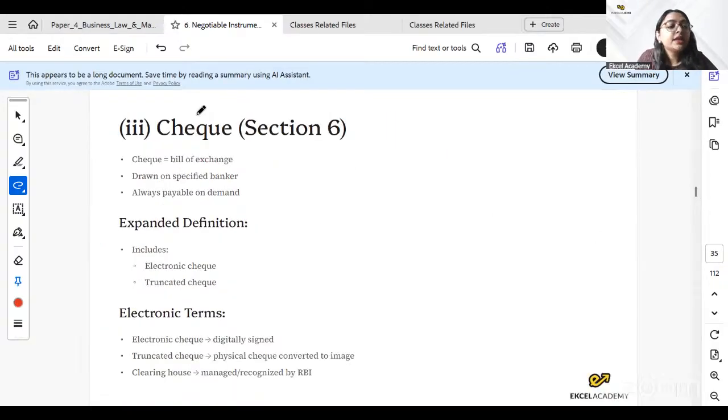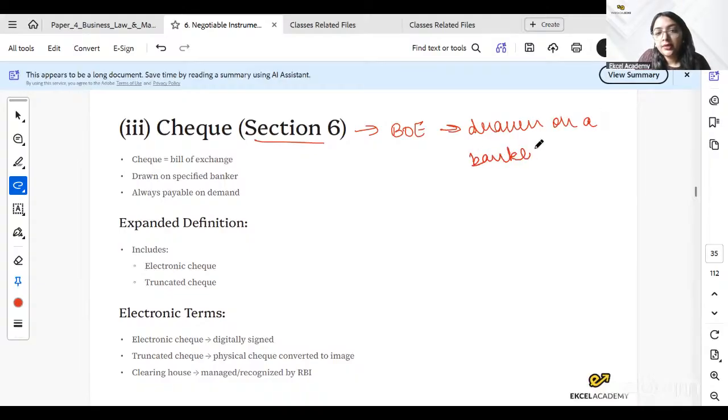Next, we move on to understanding check. This is the third most important negotiable instrument as mentioned under the act. In our previous class, we understood the clear differences between promissory note, bill of exchange, and check. So when we were understanding check, what did we understand? Your check is a bill of exchange itself, correct? It is drawn on a banker always.